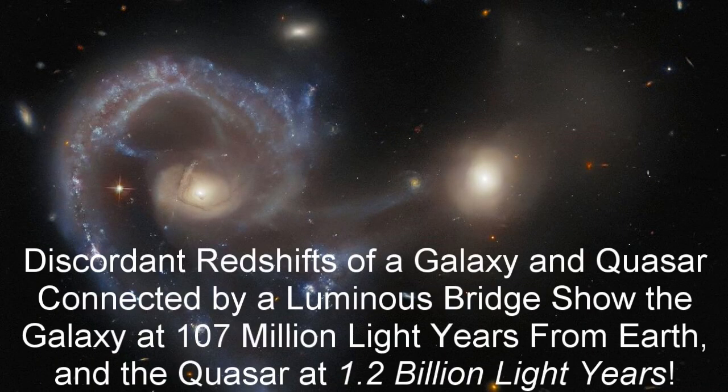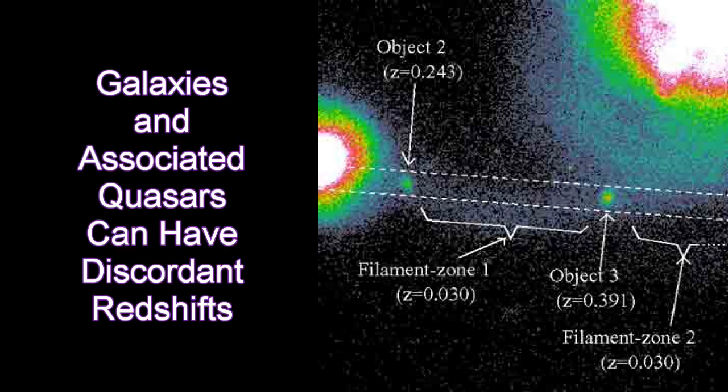Discordant redshifts of a galaxy and quasar connected by a luminous bridge show the galaxy at 107 million light years from Earth and the quasar at 1.2 billion light years. Galaxies and associated quasars can have discordant redshifts.